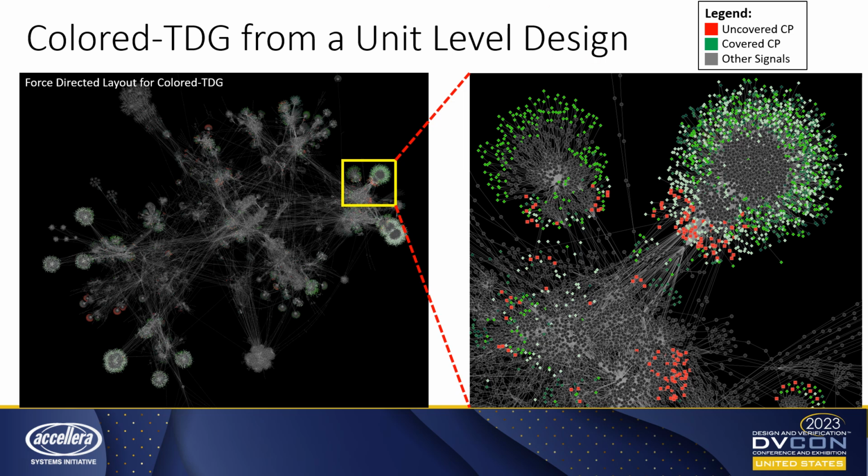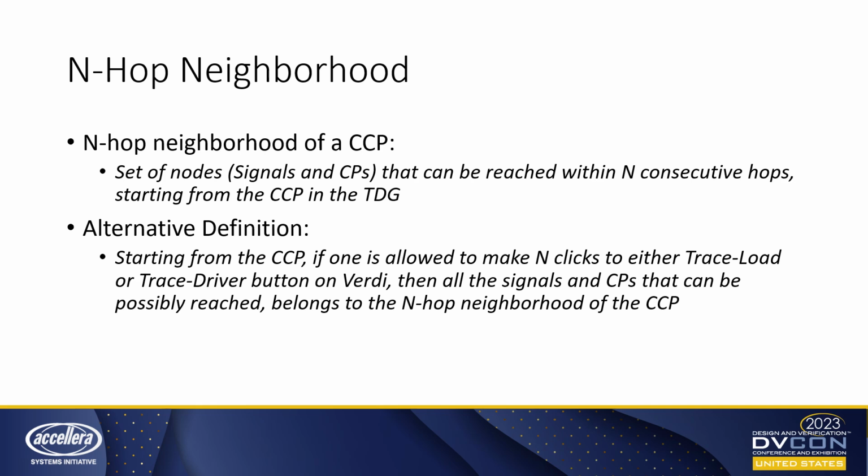Now that we have the trace driver graph representation of the RTL, we can now formally define what we mean by the n-hop neighborhood of a covered cover property. So we define the n-hop neighborhood of a covered cover property as a set of nodes which includes both signals and cover properties that can be reached within n consecutive hops starting from the CCP in the trace driver graph.